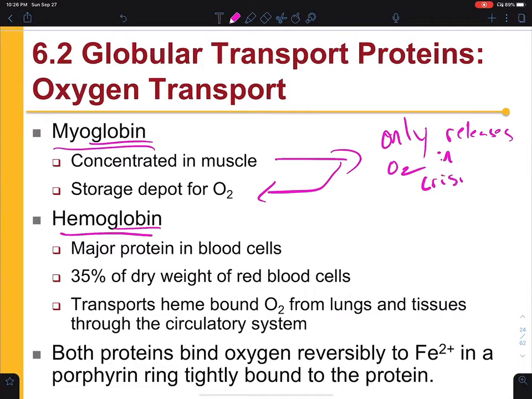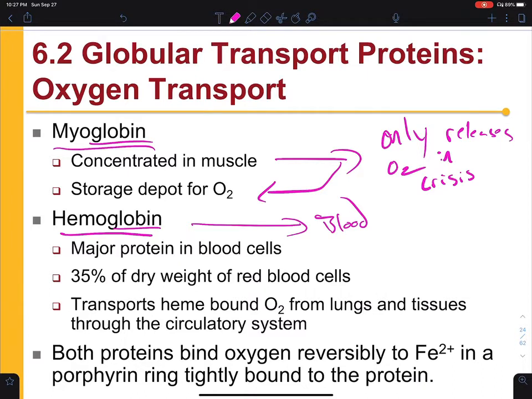So when those muscles have depleted all of their oxygen, then myoglobin will step in and give a little bit more. Hemoglobin, on the flip side, is predominantly in the blood, and it is used to transport oxygen from the lungs to the cells.